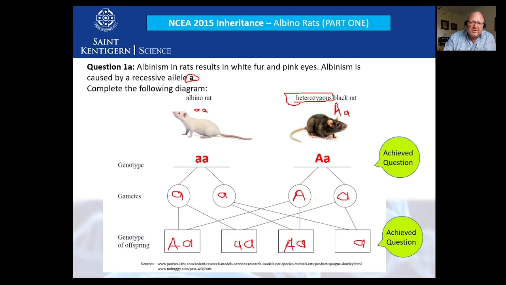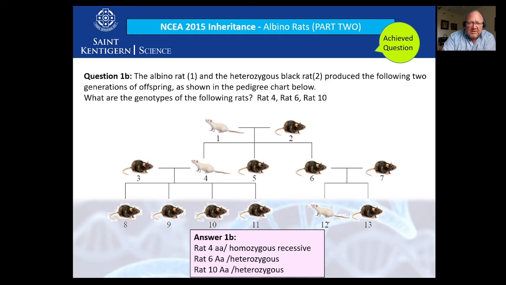I didn't bring this one down. So you can see that we have a 50% chance of having white offspring and 50% chance of having black heterozygous offspring. And you get two achieved points for this. Holy moly, that's too easy.